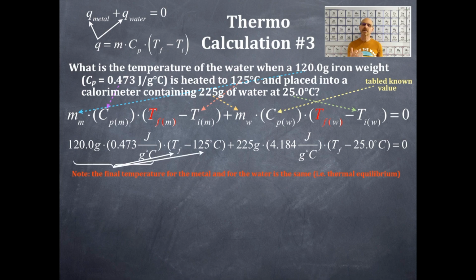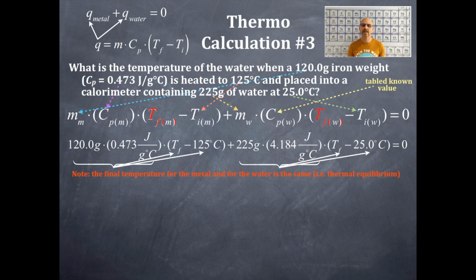All right, so this is what we're going to do mathematically. We're going to multiply the mass and the specific heat capacity, and then distribute that over the TF and the 125. We're going to do the same thing to the other portion: multiply the mass times the specific heat and then distribute that number times TF, which is my unknown, and the 25.